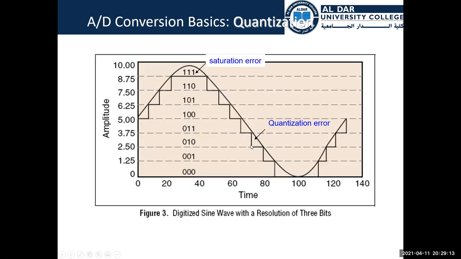Here, this area can be the quantization error. And this is the saturation error, where this value should be here, but it is not here, it is here. So we have a saturation error here. This is the top value and this is the stair value.